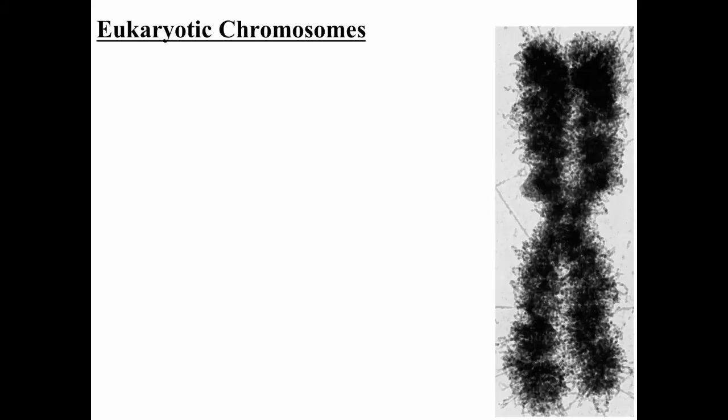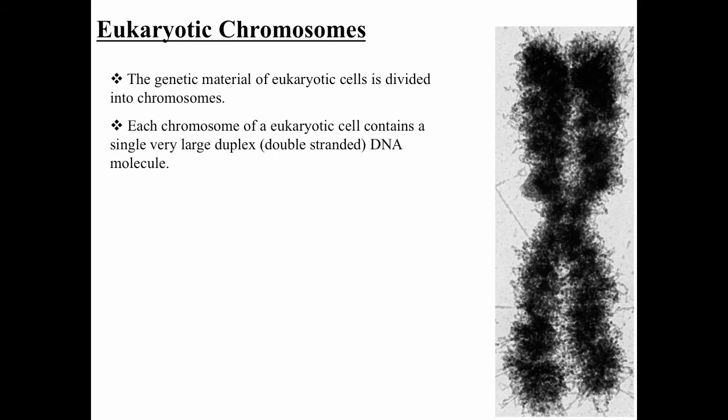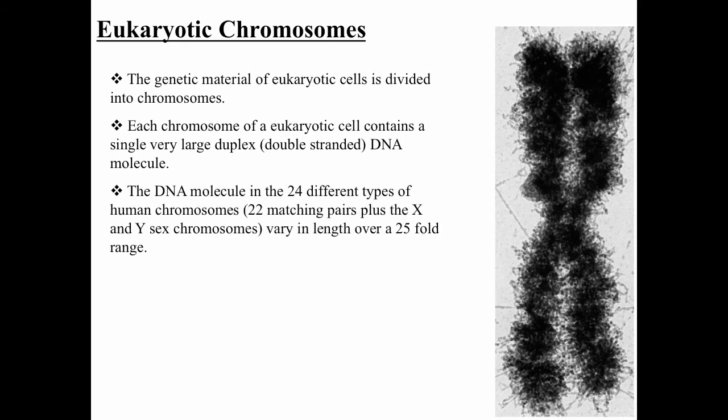So let's talk about eukaryotic chromosomes. The genetic material of the eukaryotic cell is divided into chromosomes. Each chromosome is a single, very large duplex. A duplex is a double-stranded DNA molecule. And then there is the DNA molecule in the 24 different types of human chromosomes. So there are 22 matching pairs plus the X and Y sex chromosomes. They vary in length, and each chromosome carries a unique set of genes.